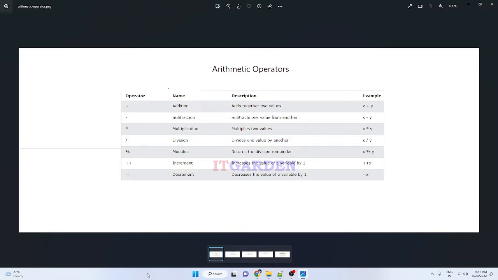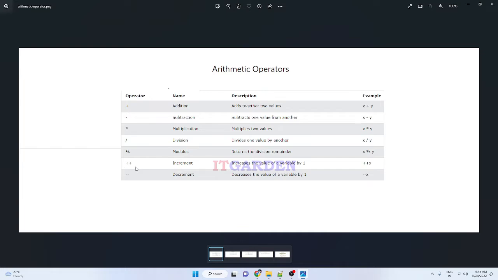Okay, now we're going to see arithmetic operators. Arithmetic operators are used for mathematical manipulation of numbers. The plus symbol is for adding two numbers, minus for subtracting two numbers, slash for dividing two numbers, and the percentage symbol is the modulus operator. This is not a percentage operator, it's a modulus.